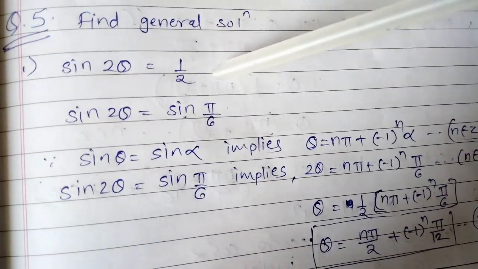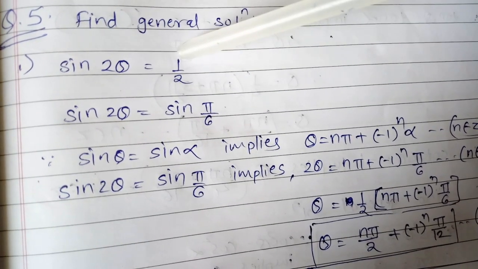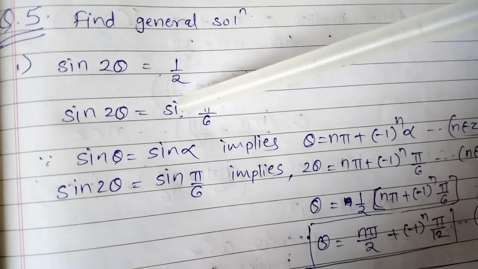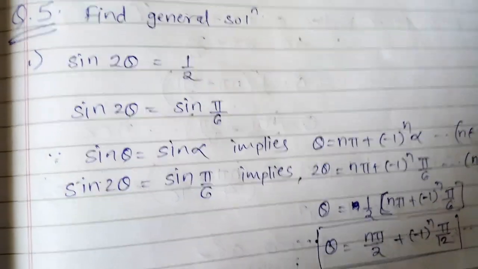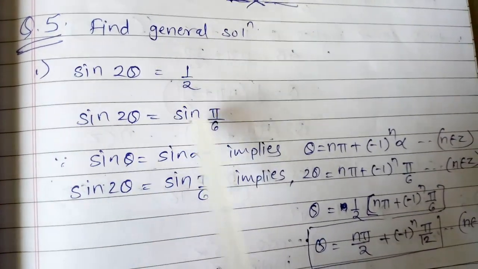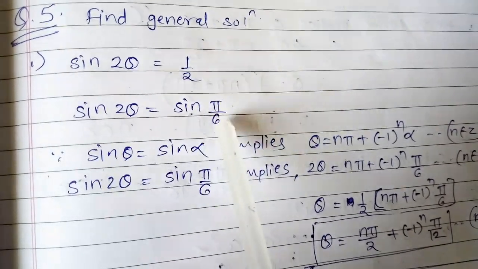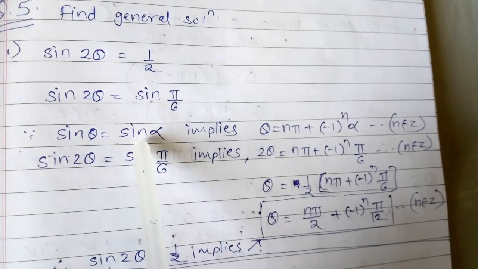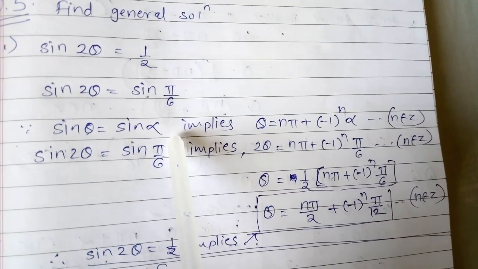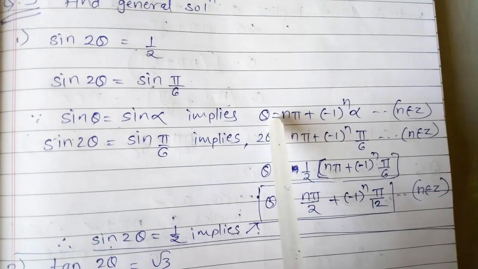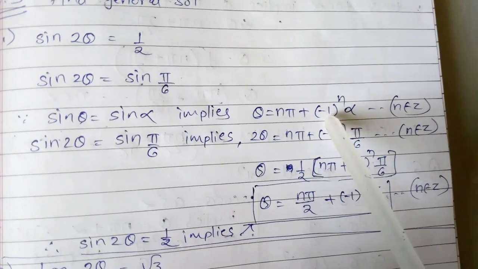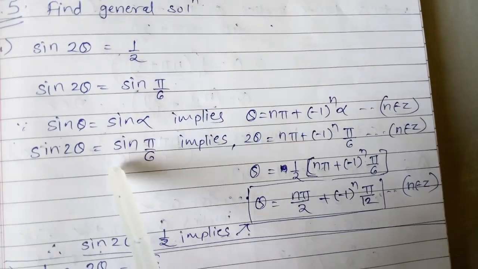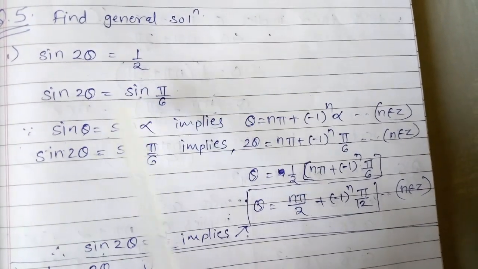So sin 2 theta is equal to half, that is, sin 30 is half, so here we put down the value, that is sin pi by 6. Now we have to compare this. See, this looks like sin theta is equal to sin alpha, so we compare with the second table, and you know the formula, that is sin theta is equal to sin alpha implies theta is equal to n pi plus minus 1 raised to n into alpha, where n belongs to Z.